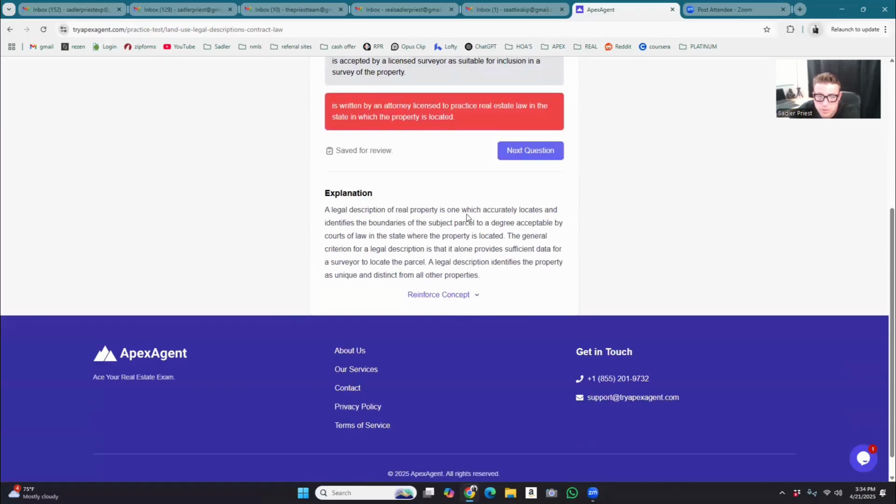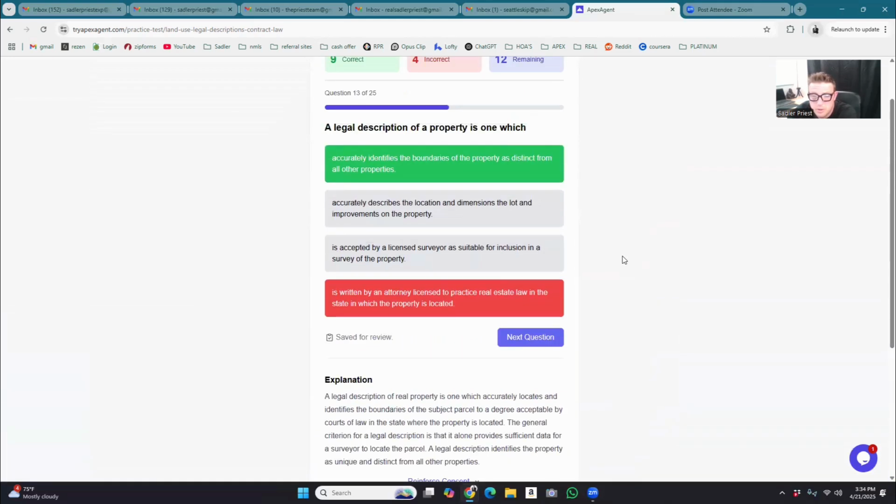A legal description of real property is one which accurately locates and identifies the boundaries of the subject parcel to a degree acceptable by courts of law in the state where the property is located. The general criterion for the legal description is that it alone provides sufficient data for a surveyor to locate the parcel. Legal description identifies the property as unique and distinct from all other properties.